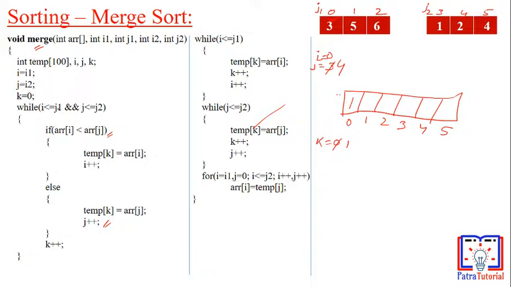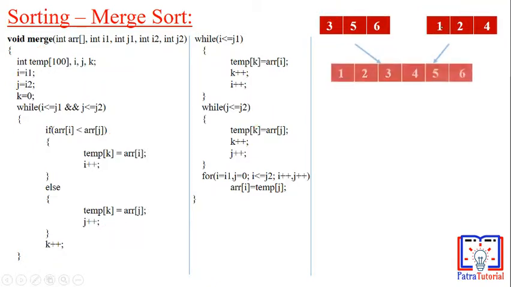i is less than j1 and j is less than j2. j1 and j2 are the last index of the first array and the second array. So here j1 equal to what? 2, and j2 equal to what? 5. Okay, now compare. See, this element came to this one, right? So now nothing to do here, just delete this one.